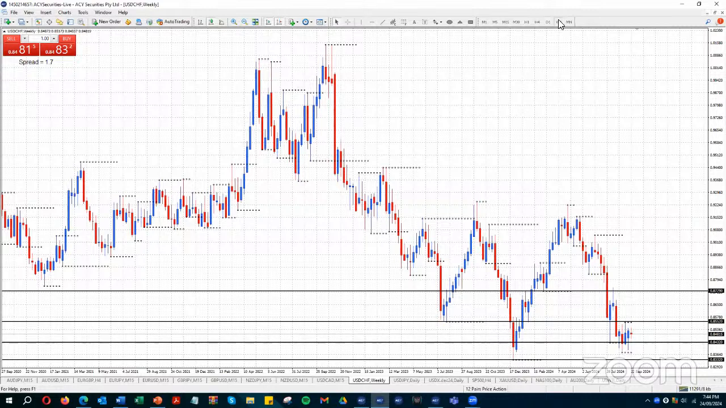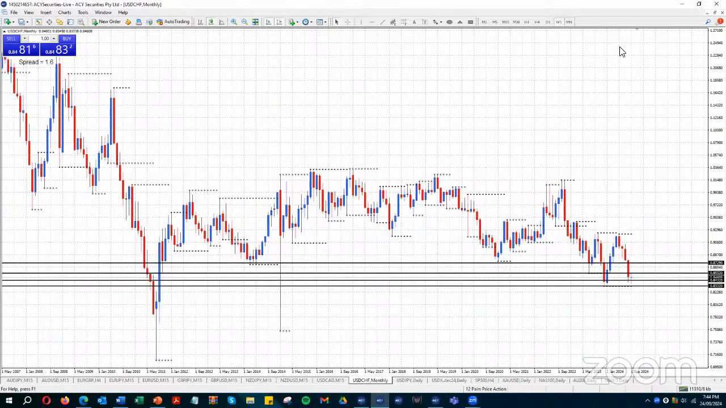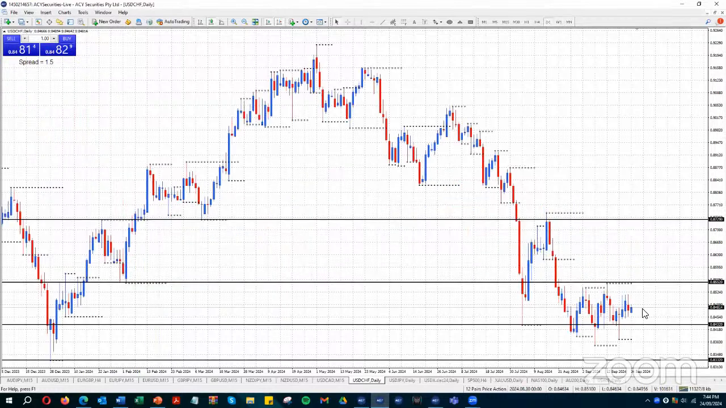Here's the weekly. It's getting support on weekly support here. It's getting stuck for resistance on the monthly chart at that low there. So you can see how sideways it is. From long periods of sideways price action, we'll get a strong break.